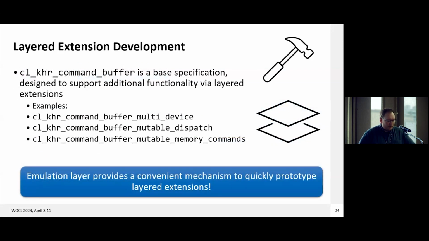The layer has also been very helpful within the working group to prototype layered extensions, so extensions layered on top of extensions. The command buffer extension itself was designed as a base specification, and it was envisioned that many layered extensions would add additional command buffer functionality. The layer currently supports the mutable dispatch extension, and we have prototypes for mutable memory commands as well. The mutable memory command prototype is currently helping to determine the best syntax for modifying memory commands.